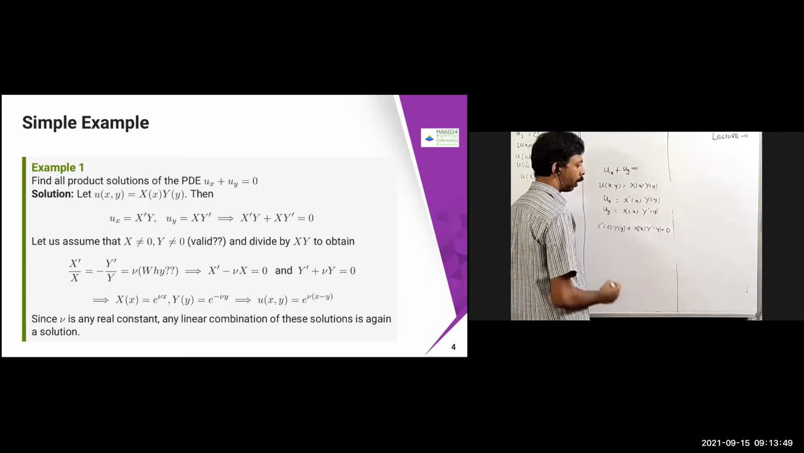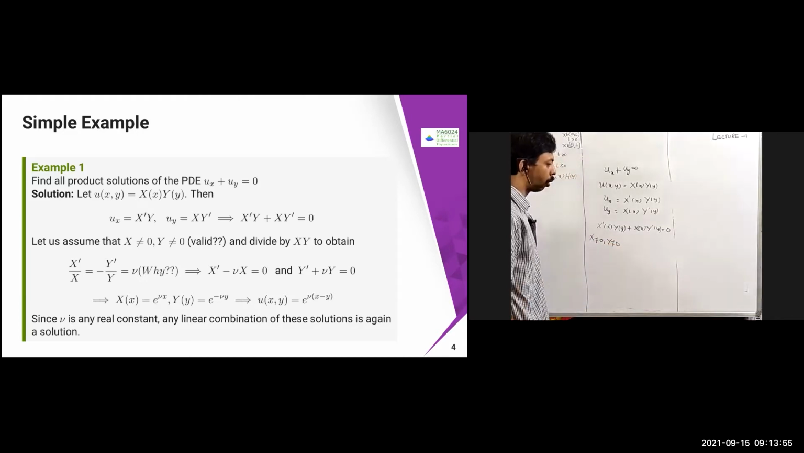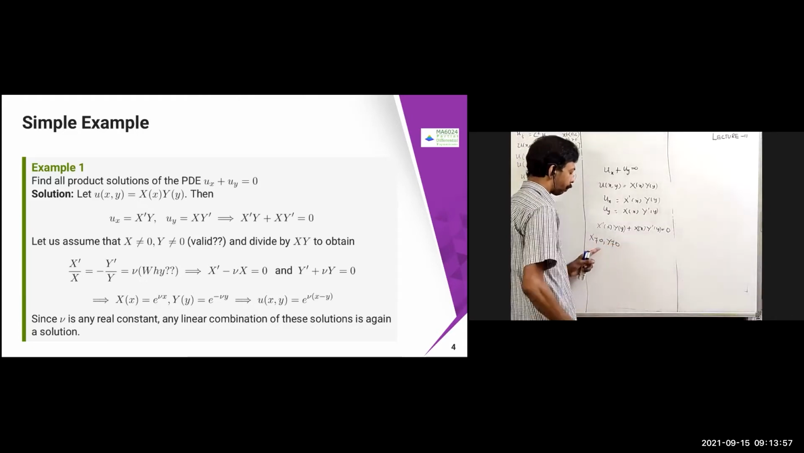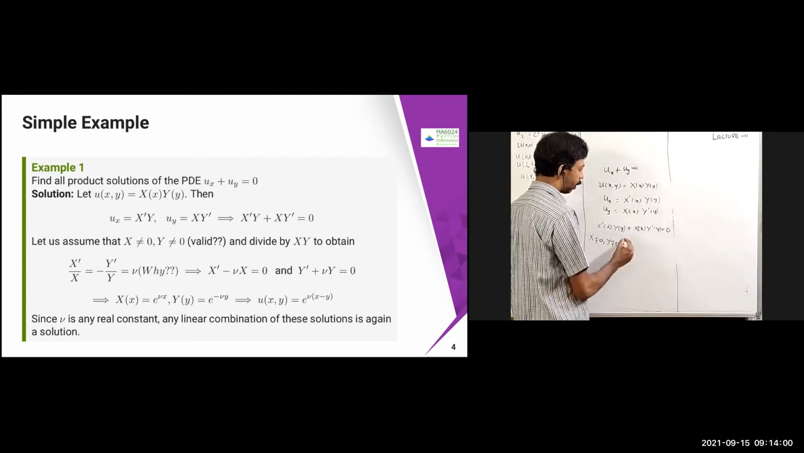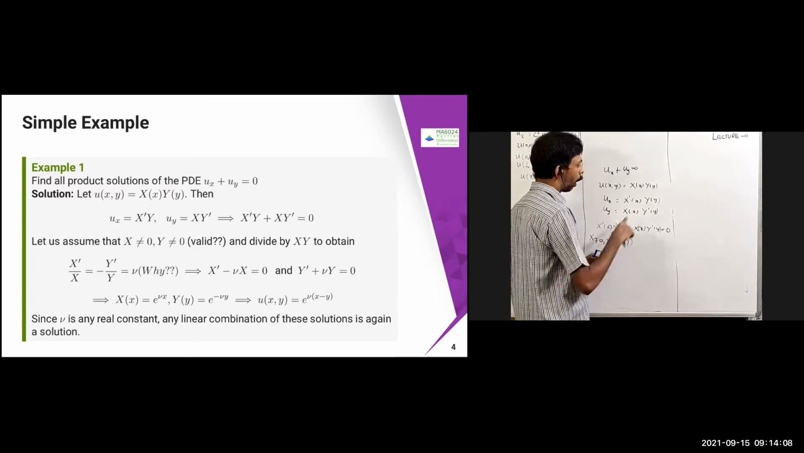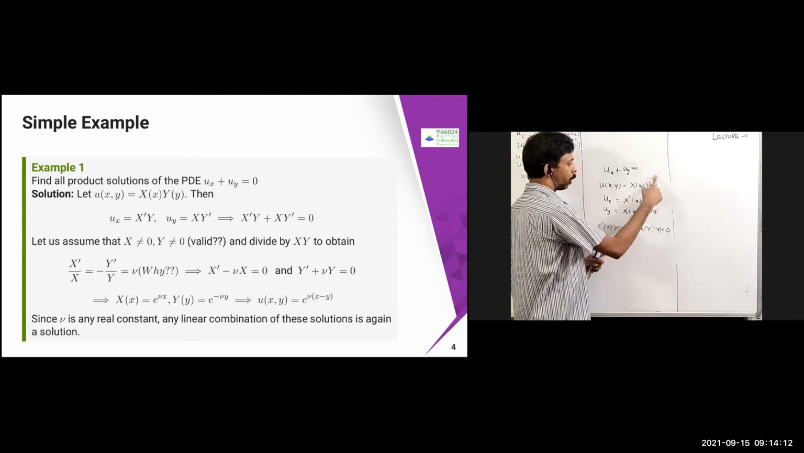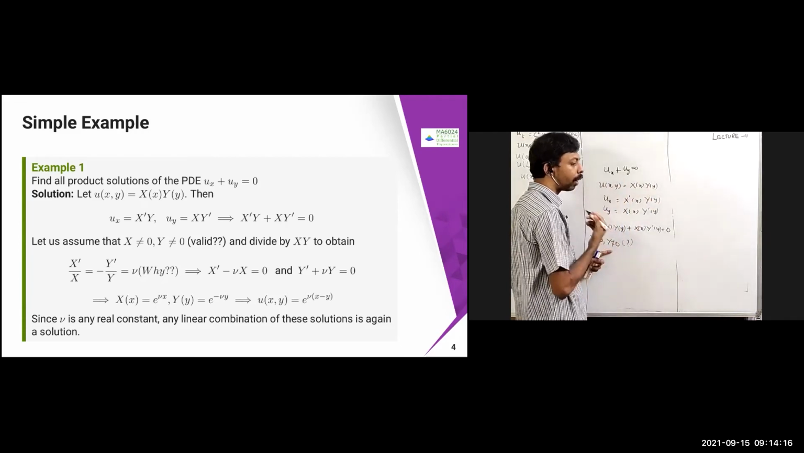Now let us assume that x is not equal to 0 and y is not equal to 0. So is it valid? That is a question. Suppose x equal to 0 or y equal to 0, what will happen? Suppose y equal to 0, not both are 0. Then u of x comma y equal to X of x into Y of y is going to become 0. If it becomes 0, that means I'm just going to get a trivial solution. But I'm not interested in a trivial solution.